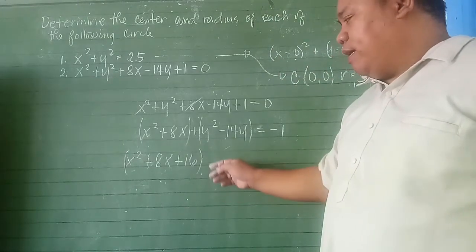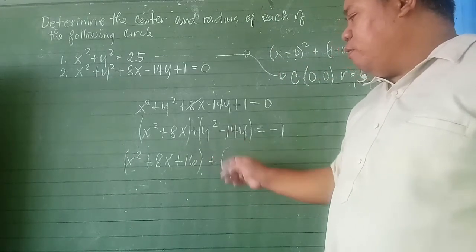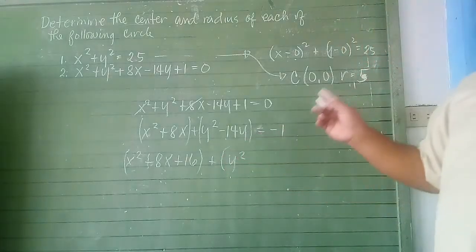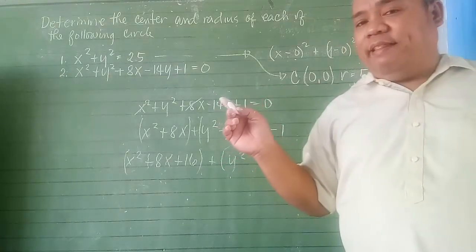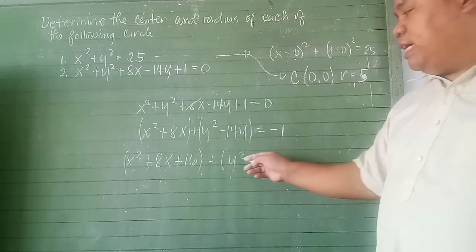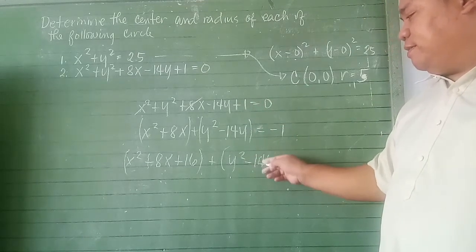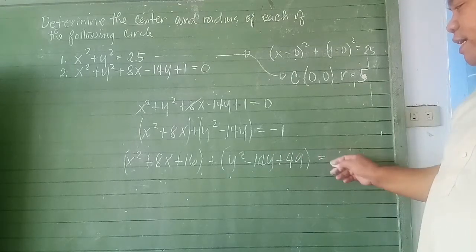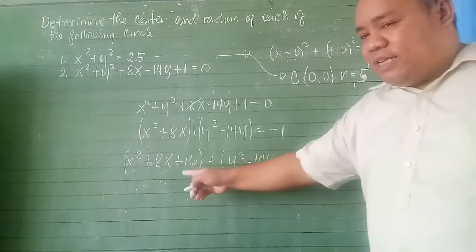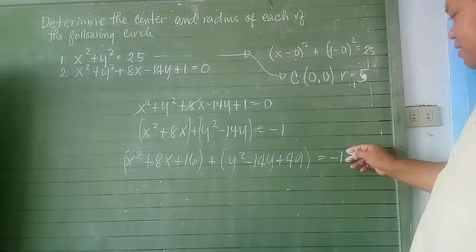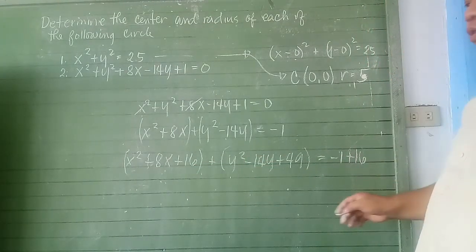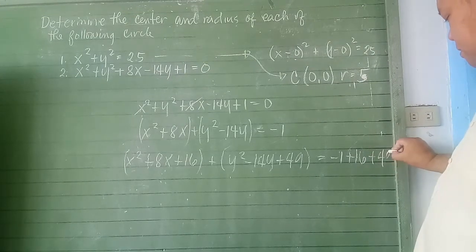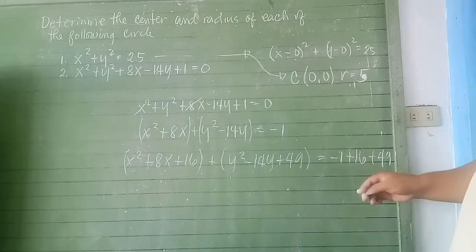Then, in y, we have here y squared. Again, 14 divided by 2 is 7, and the square of 7 is 49, plus 49. So therefore, negative 1. Remember, we add 16 here, so we also add 16 on the right side to make the equation true. And then plus 49. That's how you're going to complete the equation.